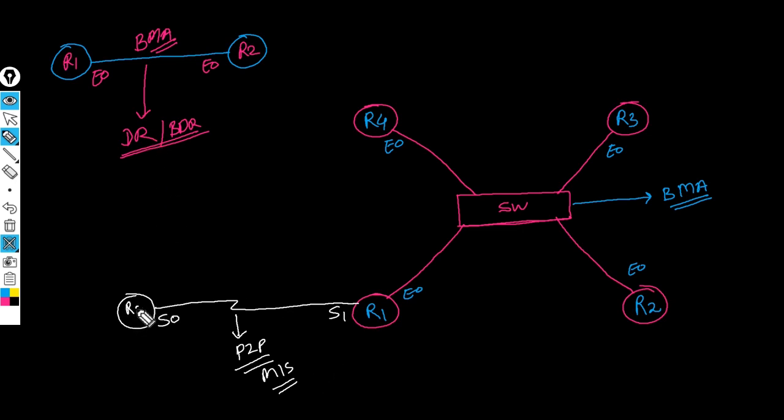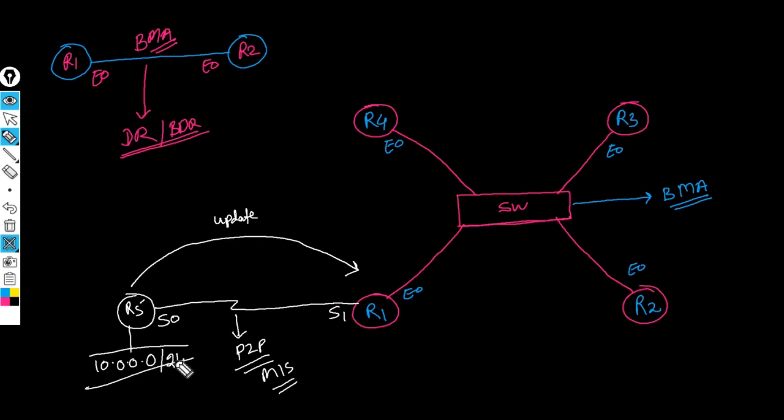Let's say this is my router 5, and router 5 is connected to some network. Let's say the network is 10.0.0.0/24. And let's say I am going to configure OSPF here as well. The moment you configure OSPF, the routers will advertise the update into this domain. The update says that 10.0.0.0/24 goes to router 1.